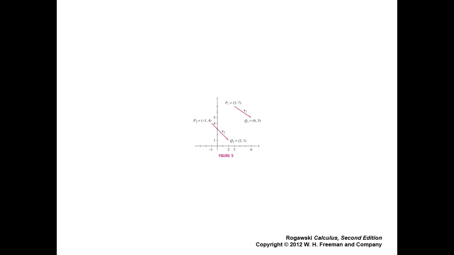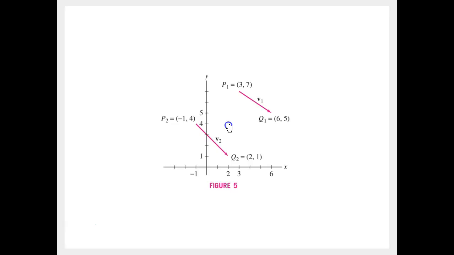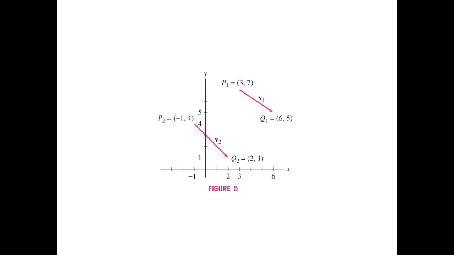Determine whether V1, P1, let's blow this up. Boom, I blew it up. Okay. Determine whether vector V1 here, P1, Q1, and vector V2 here, P2, Q2, are equivalent, where P1 is 3,7, Q1 is 6,5, P2 is negative 1,4, and Q2 is 2,1. Are those equivalent vectors? How would you determine that?